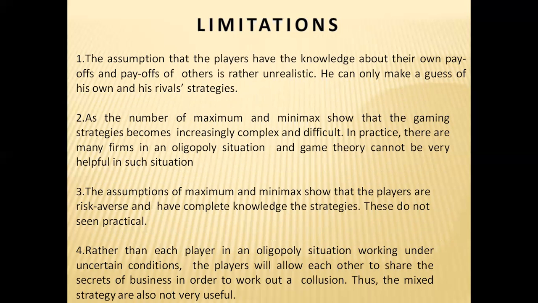And coming to the limitations of this method, the assumption that players have knowledge about their own payoff and payoff matrix generation will be unrealistic. We are only assuming the values, but these are not equal. We are only guessing the values. And minimax and maximin numbers of gaming structures become increasingly complex and very difficult to identify. In many oligopoly situations, unification of values is very helpful. And it leads towards risk aversion and assumes complete knowledge of the strategies, which doesn't hold in practical situations.